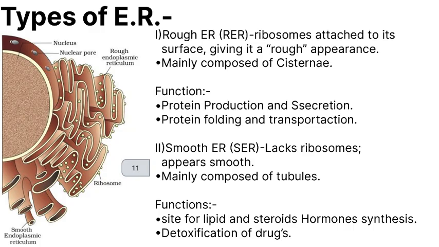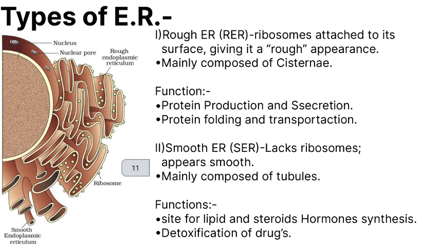So we will talk about them. Let's begin with RER first. The only difference between rough ER and smooth ER is because of one organelle, which is called the ribosome. In the rough ER, it is covered with ribosomes on its outer surface, which gives it a more rough appearance, as the name suggests.